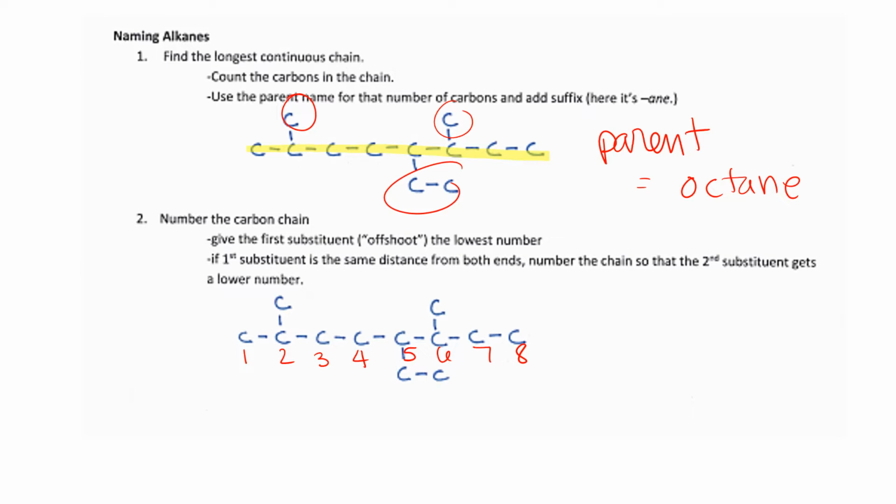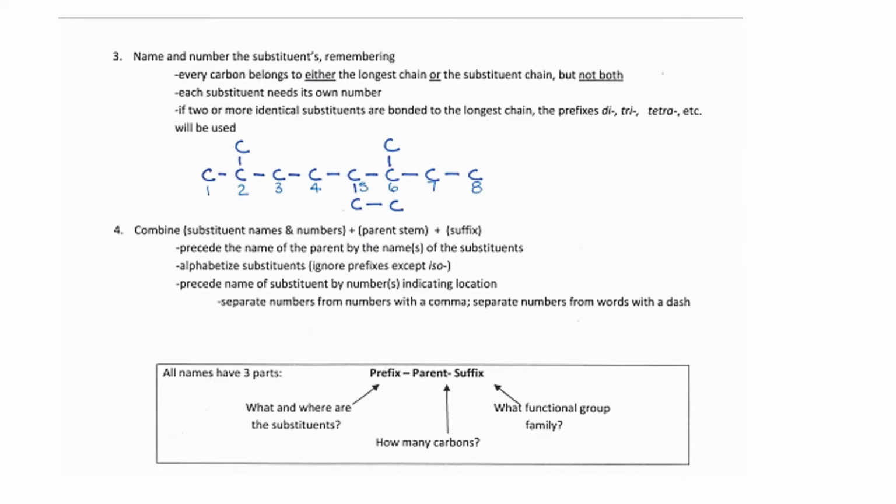If the first substituent had been closer to the right-hand end, then we would have numbered from right to left instead. So we'll see an example of that later on. But in this case, the first substituent is closest to the left, so we number from the left. If it's a tie, by the way, if you have a substituent one carbon in on both ends, then you break the tie by looking at the next substituent. If there's a second substituent, then you number it so the second substituent gets the lowest number. And if it's still a tie, then it's based on alphabetic order, but that doesn't come up very often.